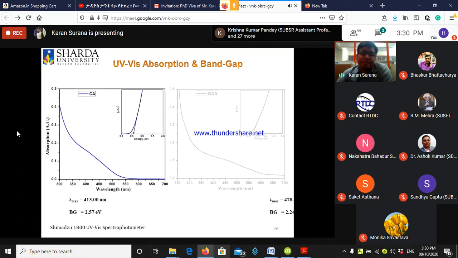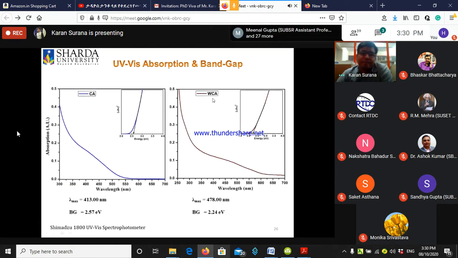Next, the usual absorption and the band gap of the core shell quantum dots. For the CA quantum dots, we can see the lambda max at 430 nanometers and the calculated band gap was 2.57. And for WCA, it is 478. We can see without capping agent, the absorption maxima has shifted. There is a red shift in absorption maxima, and the band gap obtained was 2.24 electron volts.